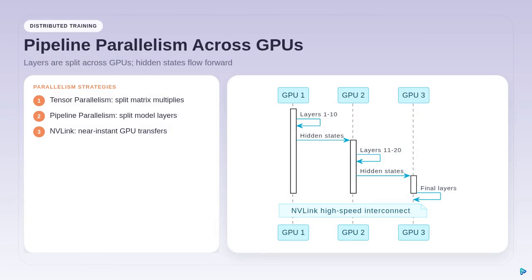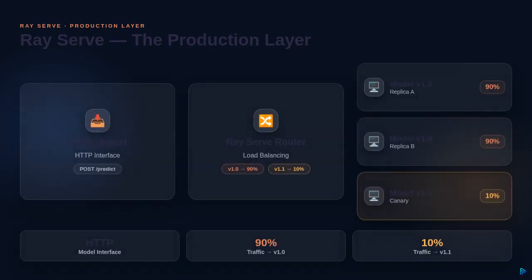When one GPU isn't enough, we use model parallelism. In tensor parallelism, we split individual matrix multiplications across GPUs. In pipeline parallelism, we put different layers of the model on different GPUs. Ray makes this easy by managing the high-speed communication, usually over NVLink, so the GPUs can talk to each other almost instantly.